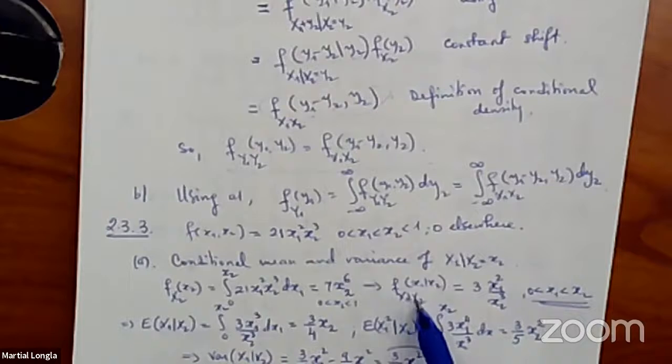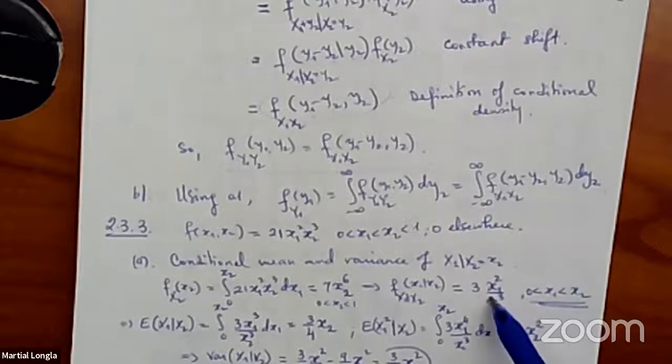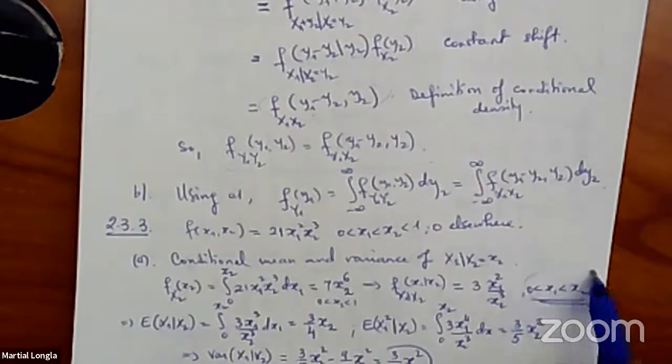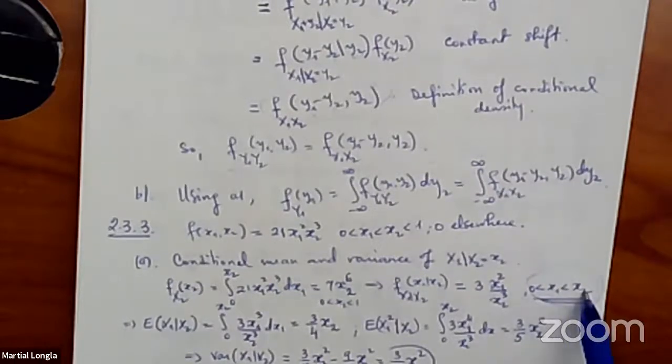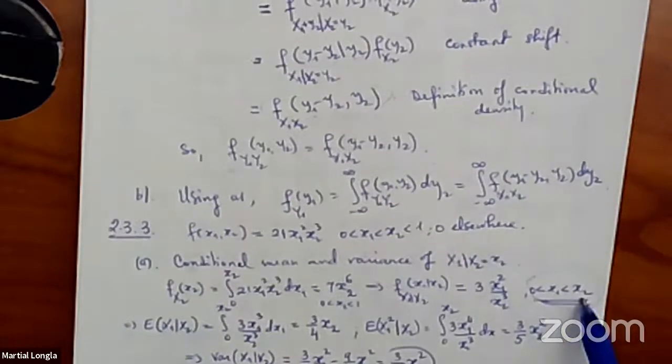And then we get the conditional by dividing. So we get this with the condition that 0 < x1 < x2. You forget about this, the rest of your work is going to be wrong because you will not know where to integrate. You cannot integrate past x2 because x1 has to be less than x2.